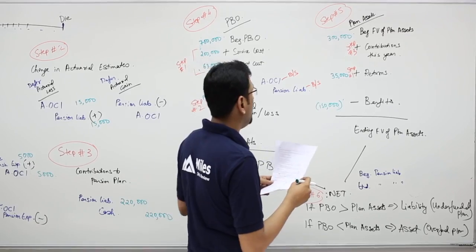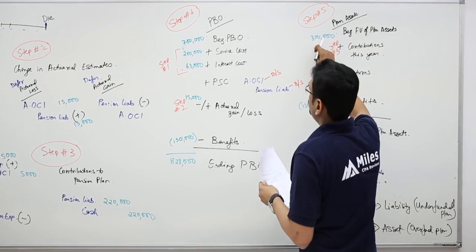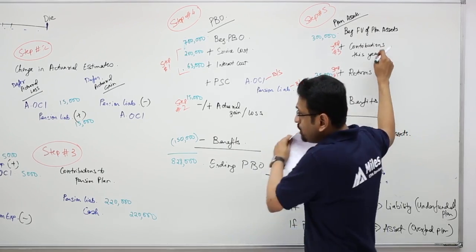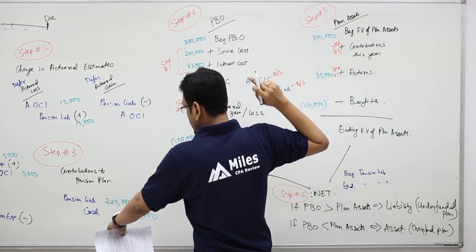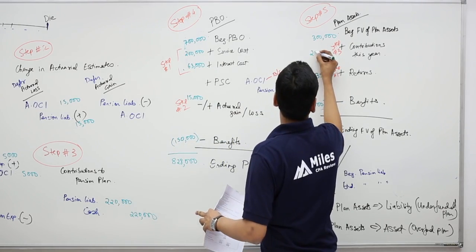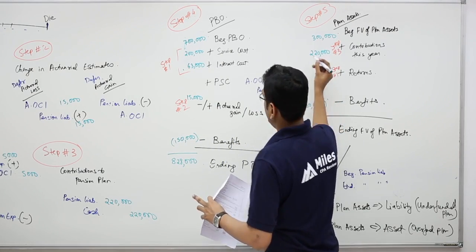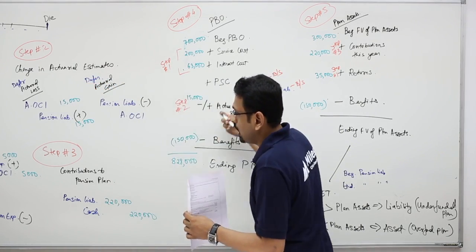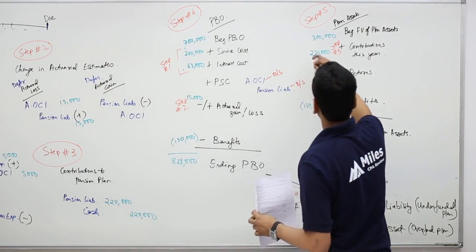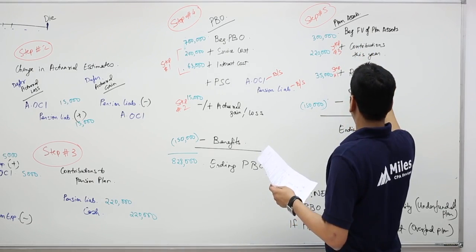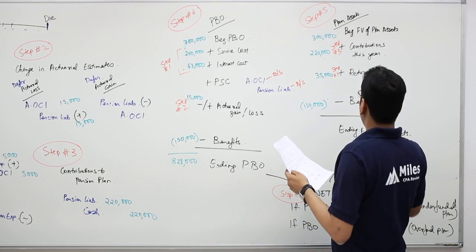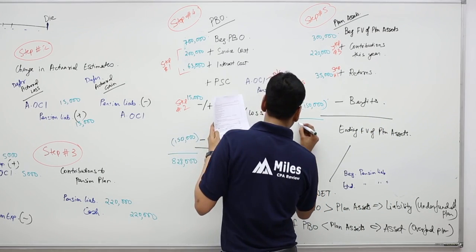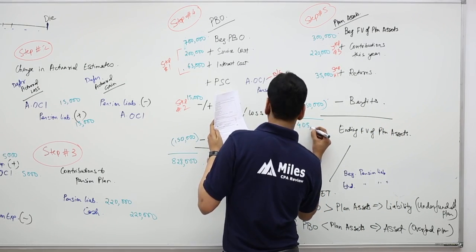Looking at the numbers on the plan assets now, $300,000 beginning fair value of plan assets plus contributions. This year contributions, we know we get this number from step 3. So this was $220,000. So guys, change in actuarial assumptions, the number came in from step 2. Contributions to pension plan, the number came in from step 3. Returns, we've already plugged the number, $35,000. Benefits paid out, $150,000. So this calculates to $405,000.